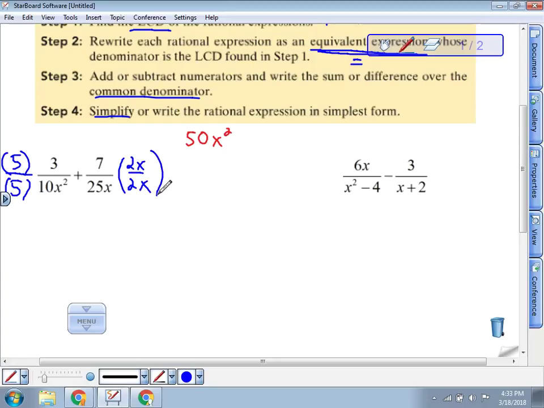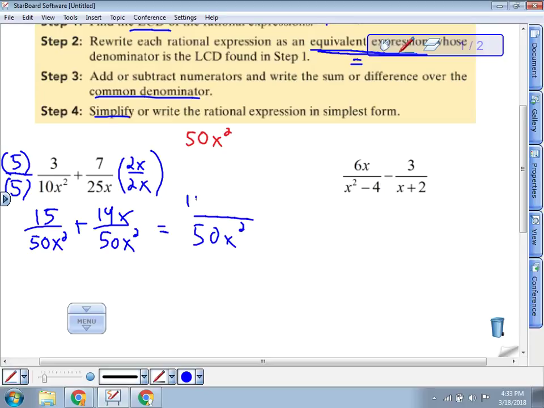Now once I've done that, 3 times 5 is 15 over 50x squared plus 14x over 50x squared. Now I've got a common denominator, so my final answer is going to be over 50x squared. On top, I cannot combine those. I'm going to write the x first, so it's just 14x plus 15. Look to simplify if you can at the end, but in this case, you cannot.